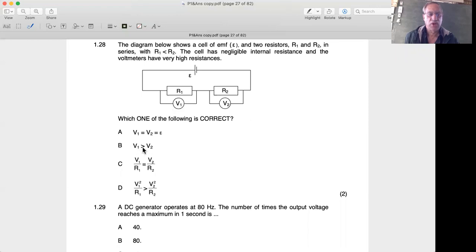V upon R, volts upon resistance, is current. But the current is the same. So the answer must be C. Sneaky question. You've got to figure out that V upon R is current, and the current through both of them is the same, so the answer is C.